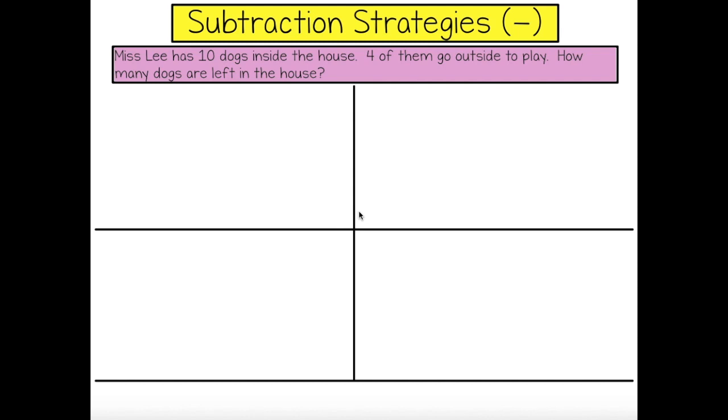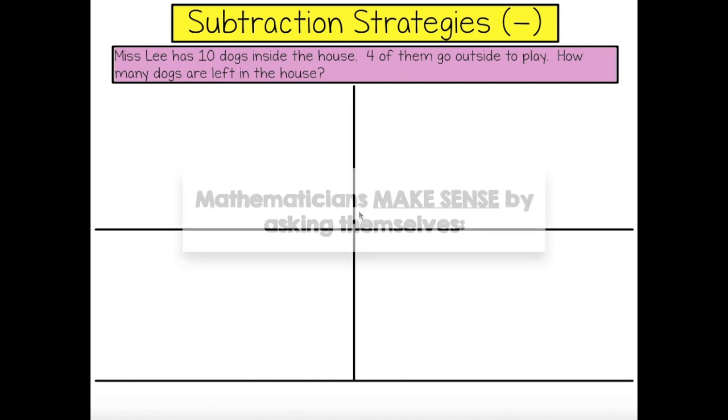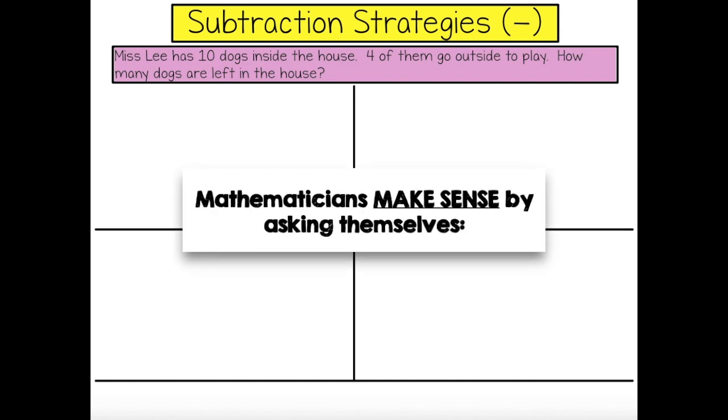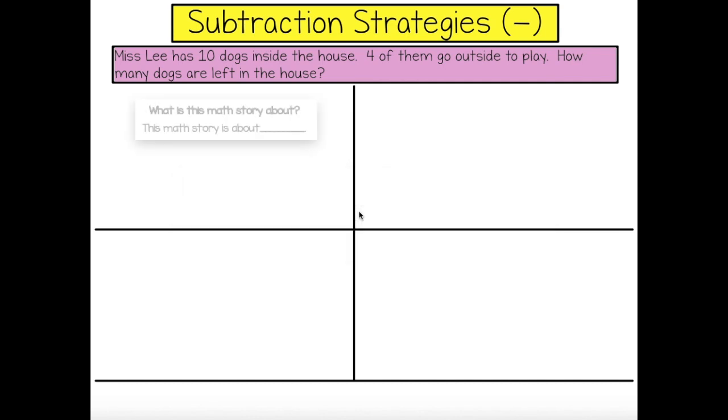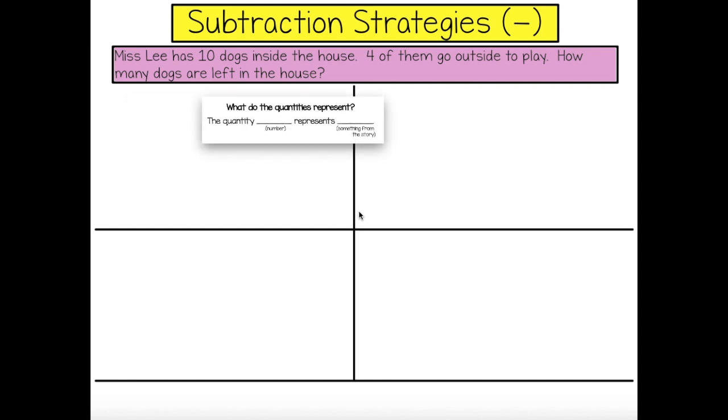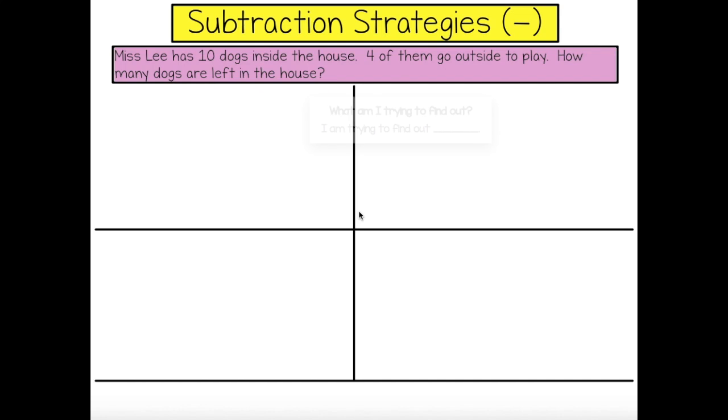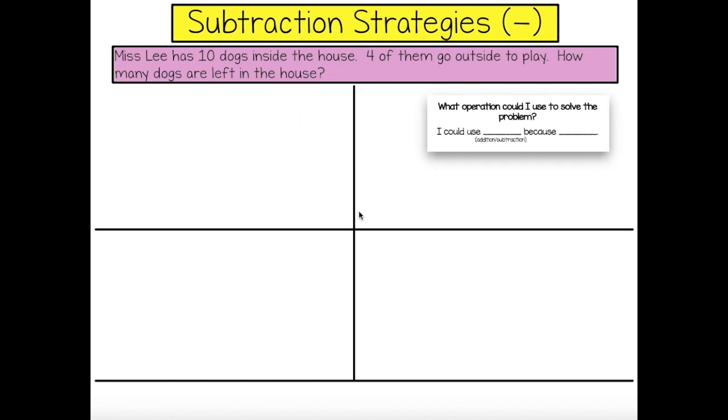Today, I brought some subtraction strategies that we've been using in Room L. Now, remember, mathematicians really make sense of the problem before we attack the problem. So I want everybody to think about, what is this math story about? What do the quantities or numbers represent? What am I trying to find out? And what operation could I use to solve this word problem?